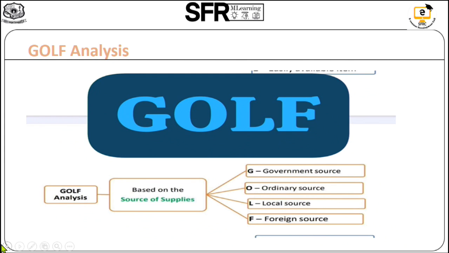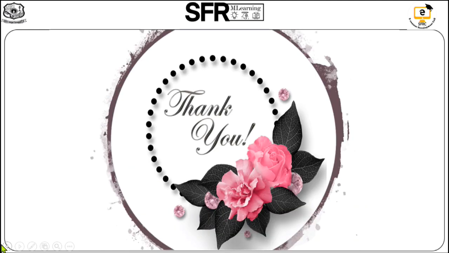or if it is going to be any technology based organizations, they are going to import the technology know-how like that, where they are going to depend on the imported materials or imported items. Based on that, the inventory control will be followed by the organization where these 4 types of combination is utilized. So Gulf is nothing but government source, ordinary source, local source and foreign source.